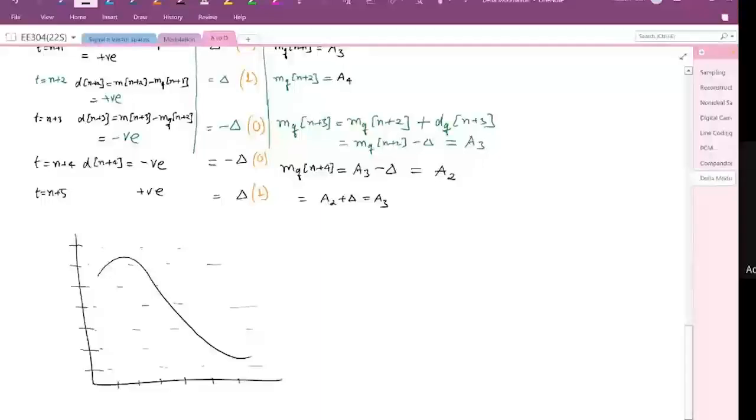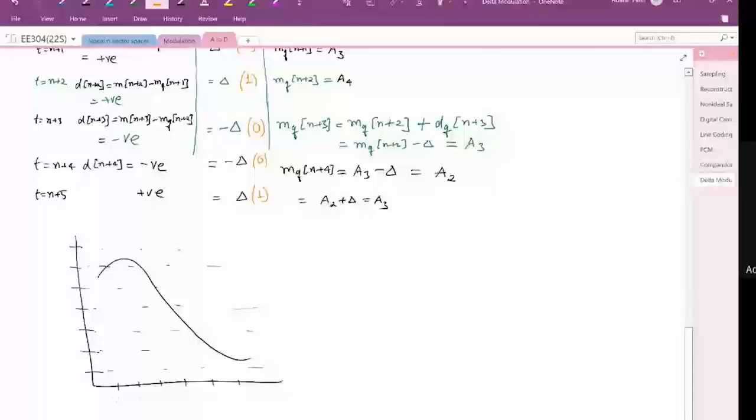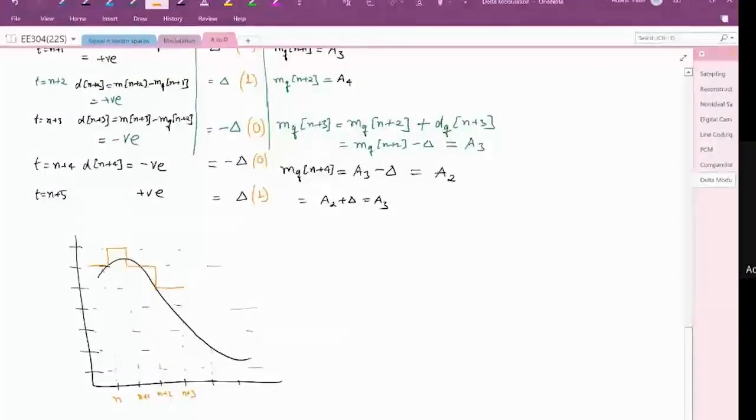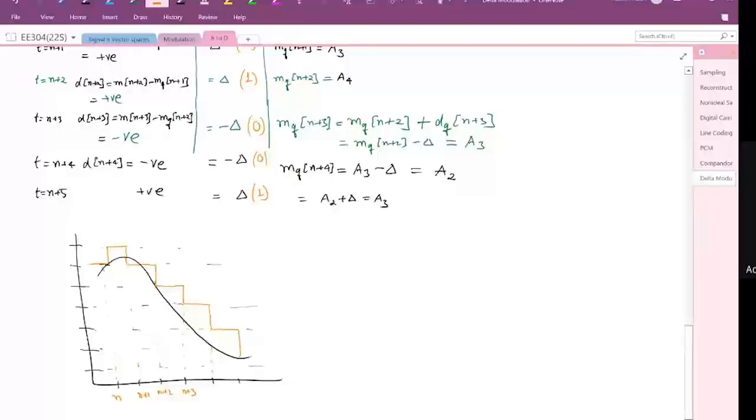If these are the sampling intervals, and supposing we were starting at this level, then at n, n plus 1, n plus 2, n plus 3, the quantized signal will increase and then decrease like this, continue till this point, and then decrease again. So there is a huge difference, is it or not? There is a huge difference.